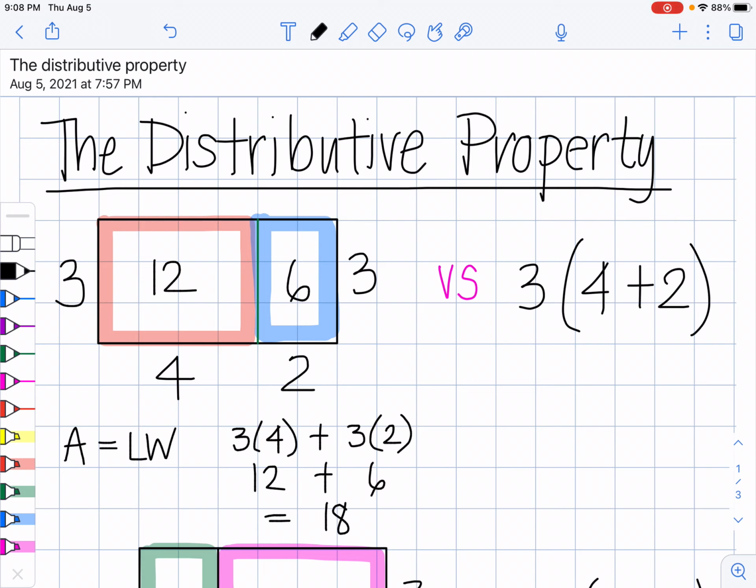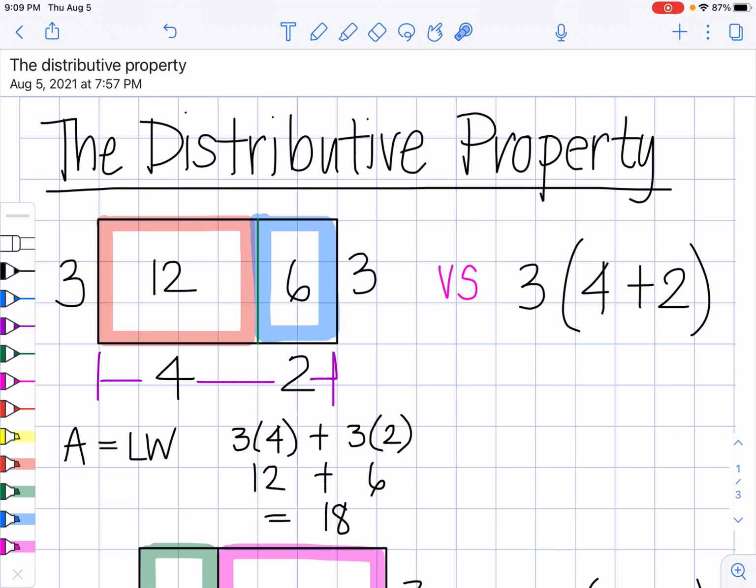Okay, so the distributive property without drawing a rectangle is doing the exact same thing, except now we're going to write it like this. I have this number 3 that I'm going to multiply by everything inside the parentheses, which would be, in this case, the whole width of my rectangle. So what did I do? When I did this, I took 3 and I multiplied it by 4, which is right here. And then I took 3 and I multiplied it by 2, which is right here.